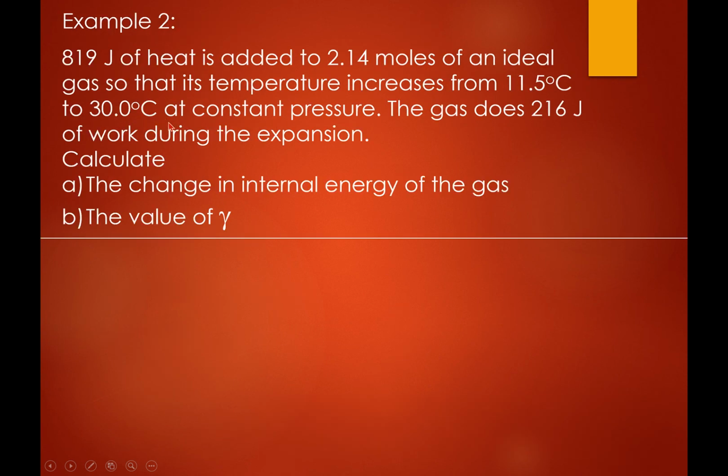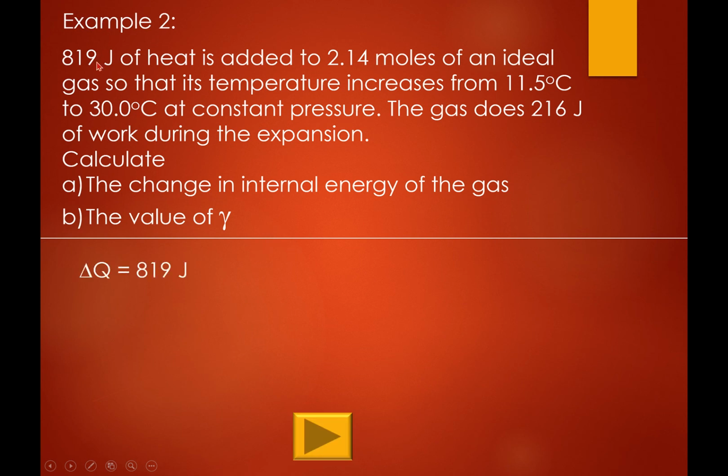Okay, we try the second example. 819 joule of heat is added to 2.14 moles of an ideal gas so that its temperature increases from 11.5 degrees Celsius to 30.0 degrees Celsius at constant pressure. The gas does 216 joule of work during the expansion. Calculate the change in the internal energy of the gas and the value of gamma.